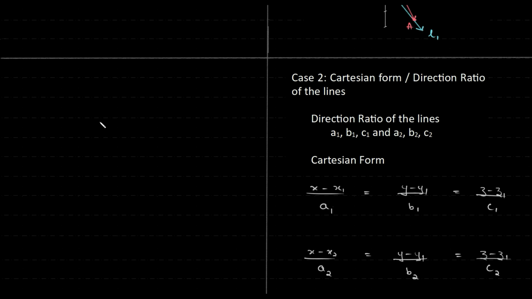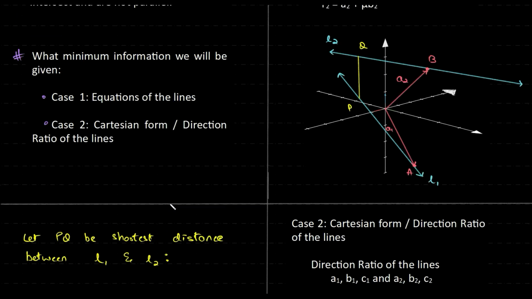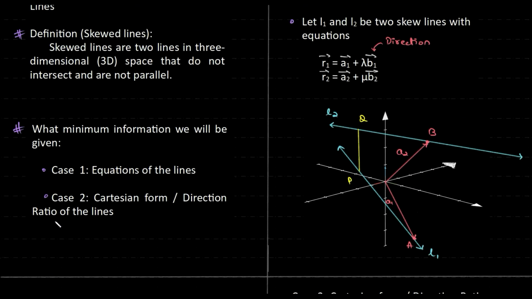So let me start off by saying, let PQ be the shortest distance between L1 and L2. Right? Now we have to figure out PQ's length. So the length of PQ will be equal to, let's think, how can we figure it out?